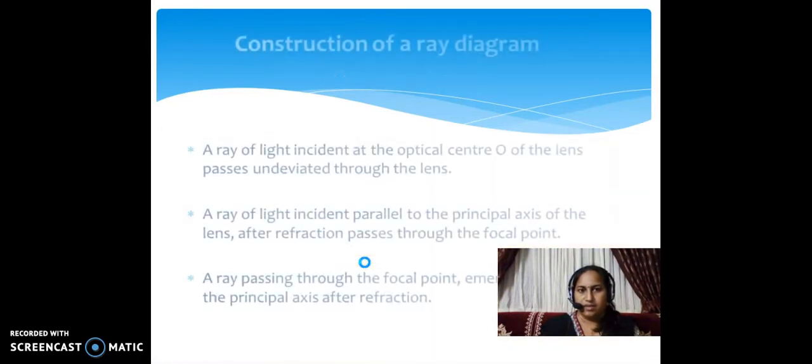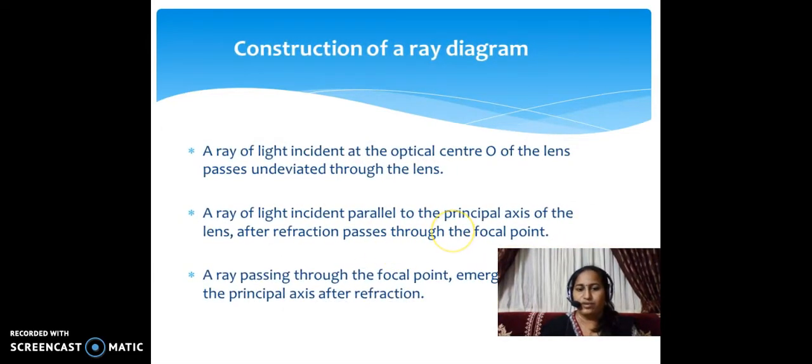And next comes the construction of a ray diagram. When the light rays pass through the concave as well as the convex lenses, the ray diagram plays an important role in defining the shape and size of the image, or the nature of the image formed by the concave as well as the convex lens.